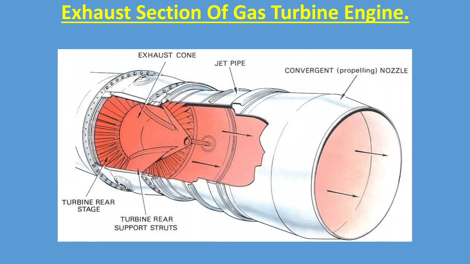Hello friends, in this video I will discuss the exhaust section of a gas turbine engine. As you can see in this picture, a typical exhaust section extends from the rear of the turbine section to the point where the exhaust gases leave the engine.